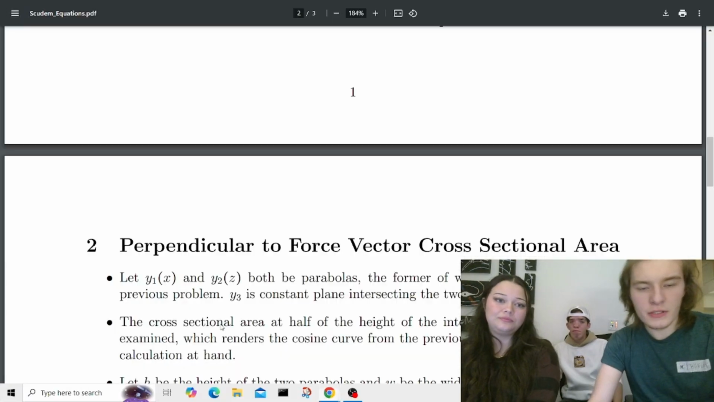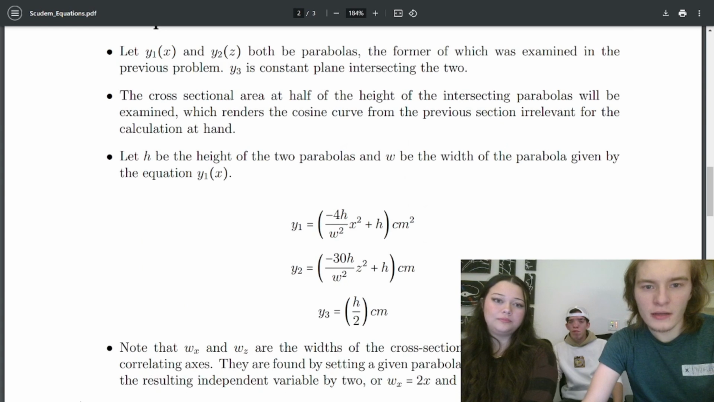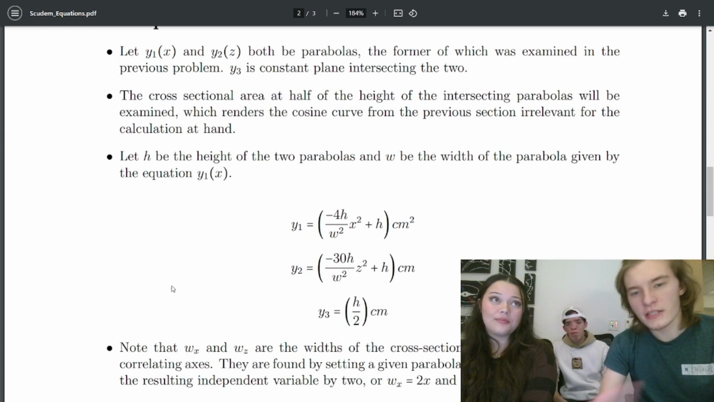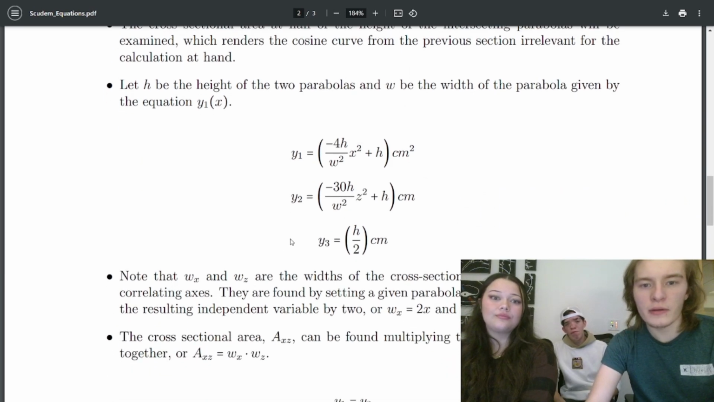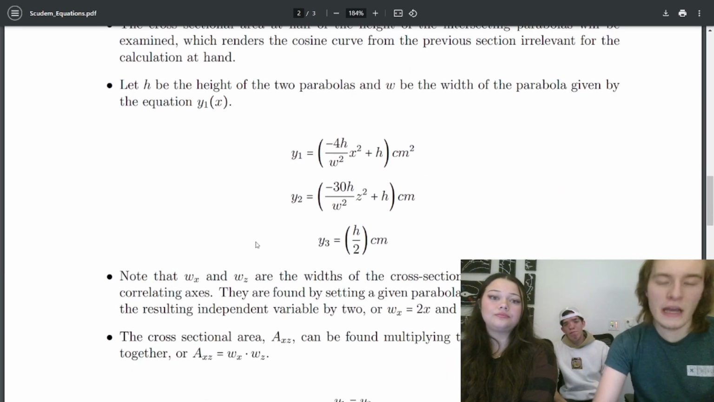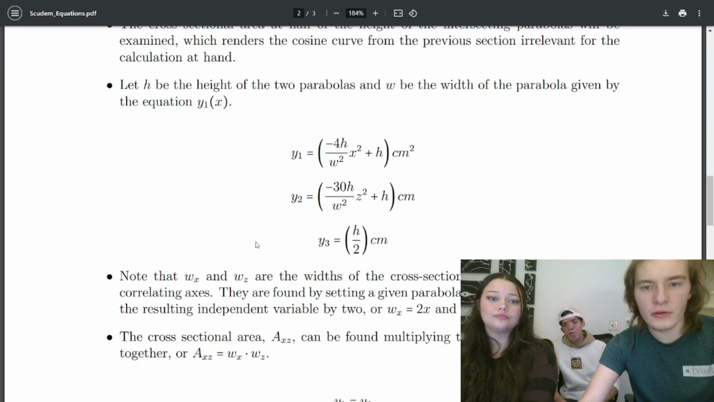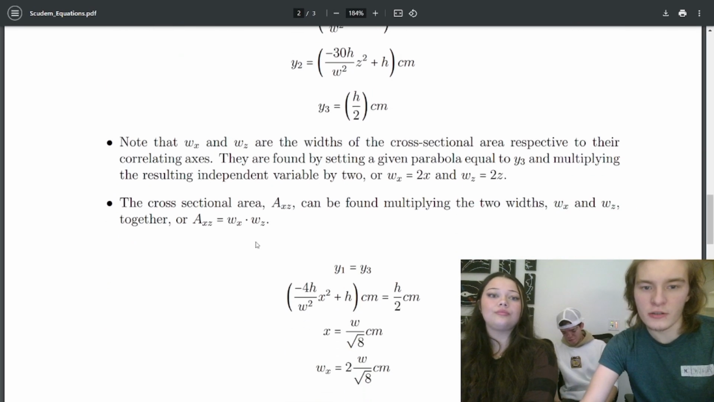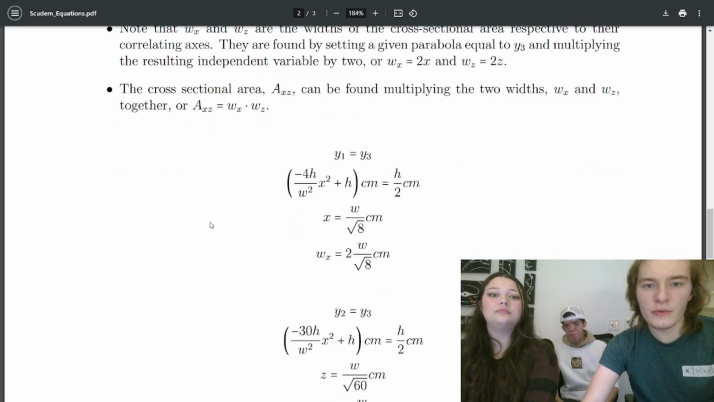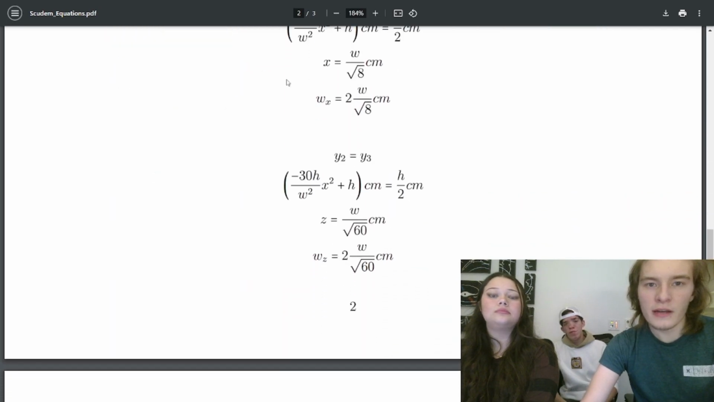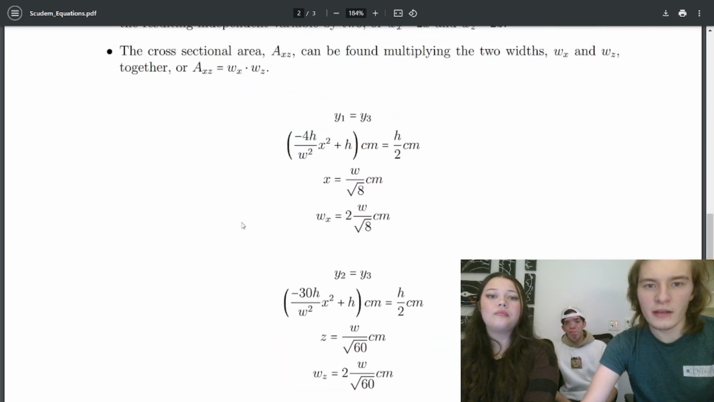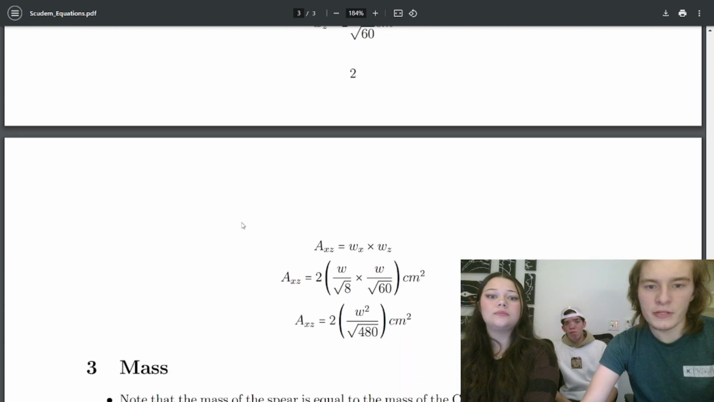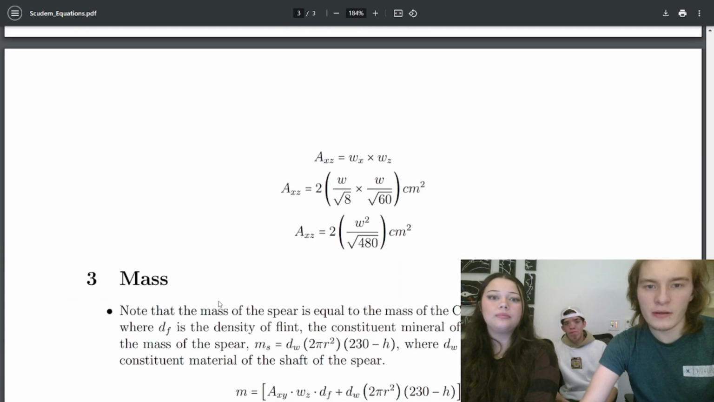Okay, so we have y1, the previous parabola used, y2, the parabola for the side view of the Clovis point, and y3, the plane at h/2, which is just half the height of the parabola, and they'll cut through the two equations and give us the cross-sectional area. So we just set those two equal to each other, find the x and z values from doing that, and multiply those together to find the cross-sectional area in the XZ plane.